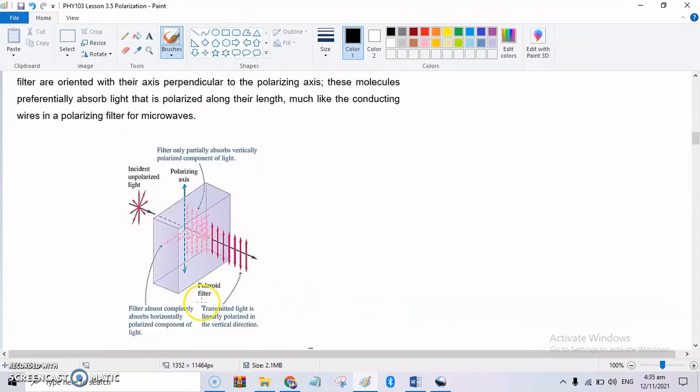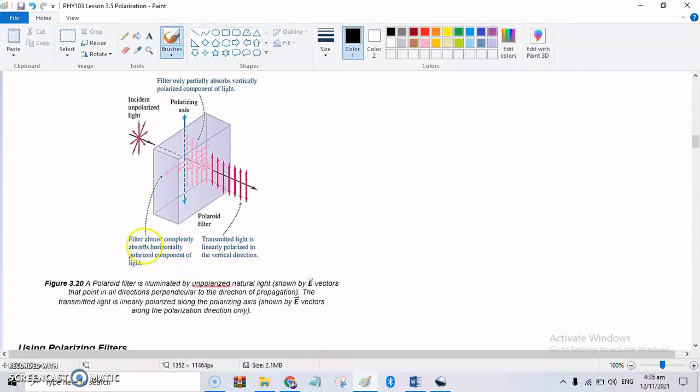As in figure 3.20, it is a Polaroid filter. So the filter almost completely absorbs the horizontally polarized component of the light, and it only transmits light in the vertical direction. So the light that is horizontally oriented is absorbed, and what it only reflects out is the vertical, or vertically directed, light. A Polaroid filter is illuminated by unpolarized natural light.